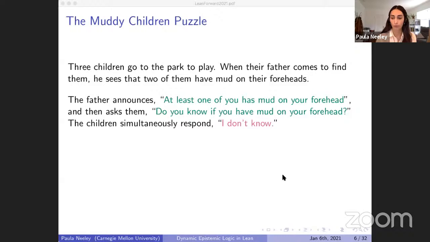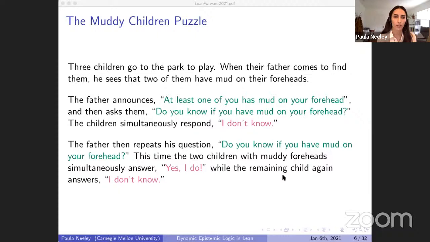The father then repeats his question, "Do you know if you have mud on your forehead?" This time, the two children with muddy foreheads simultaneously answer, "Yes, I do," while the remaining child again answers, "I don't know." Okay, so don't worry if it isn't immediately apparent to you why the muddy children know that they're muddy. I'm going to guide us through this together.